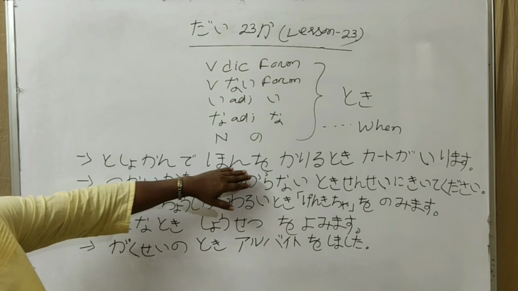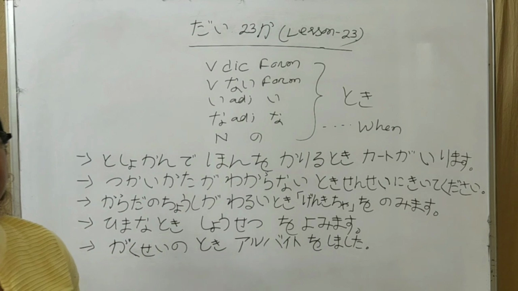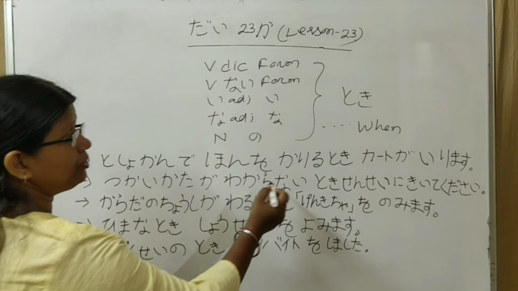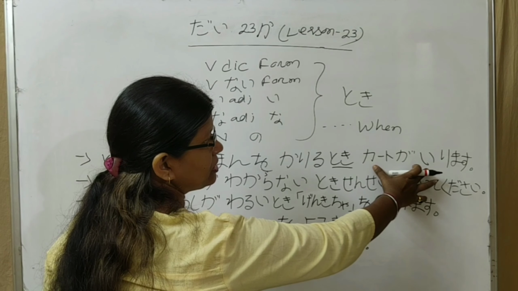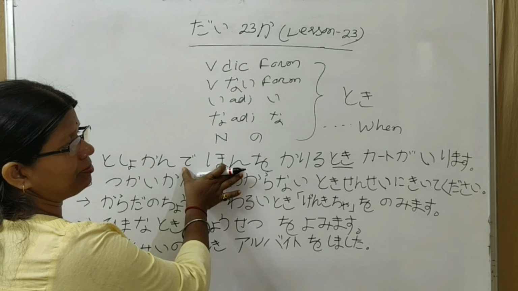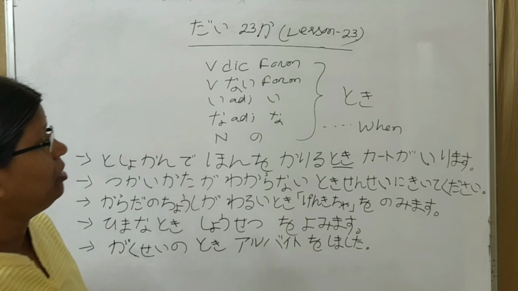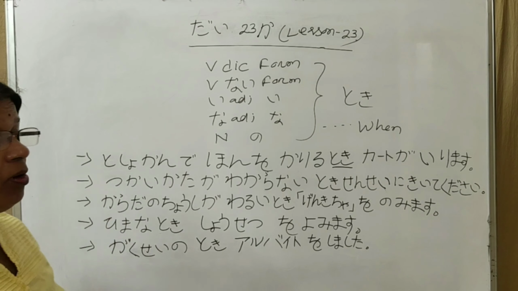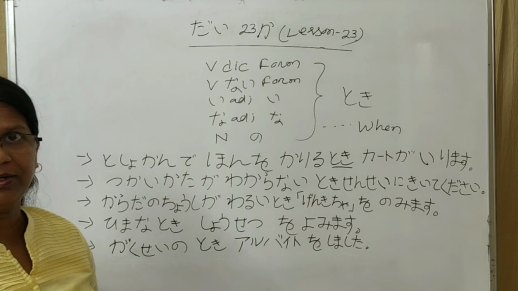Tosokan de hon o kariru toki kadoga irimasu. Kadoga irimasu is one sentence. Tosokan de hon o karimasu. Kariru. This is one sentence. So, when you borrow a book from the library, you require a card.